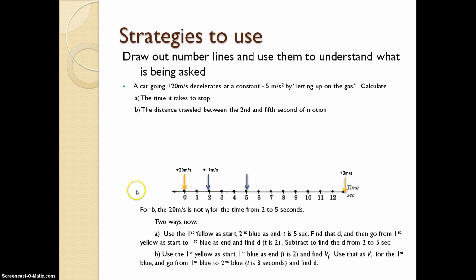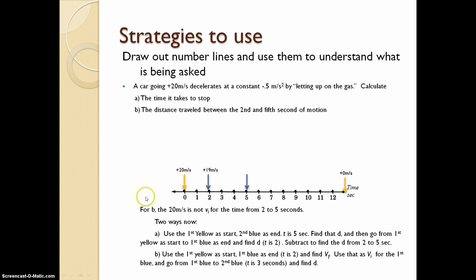The second way is I use the 20 meters per second as my starting velocity. The acceleration I know, it's constant, negative 0.5. And I use a time of 2 seconds, and I find the final velocity from yellow to this blue. Easy, don't even need math for it. You lose negative 0.5 every second. After 2 seconds, you lost 1, 19 remaining.